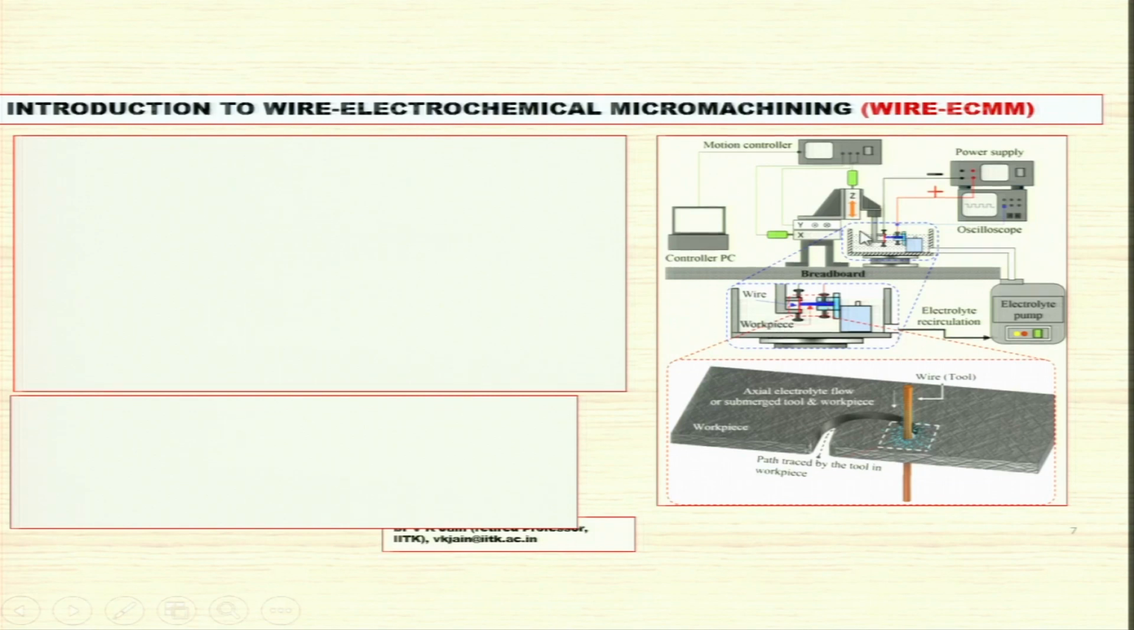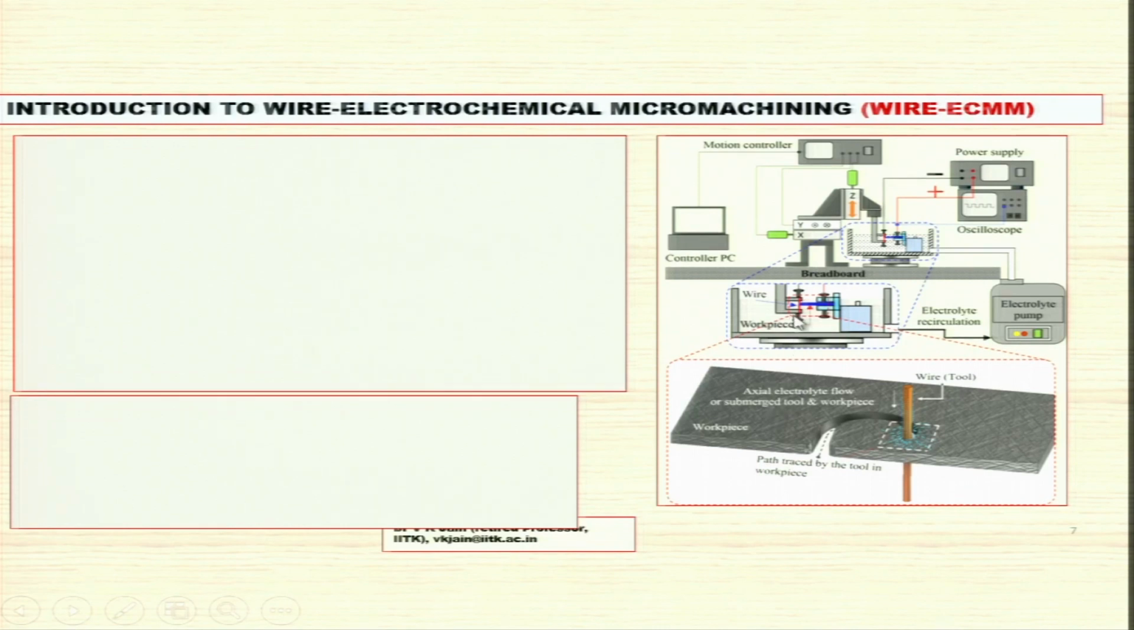And then you have the enlarged view of this machining area. Here is the wire shown over here, the workpiece is there, and then you have the electrolyte recirculation system. This is the electrolyte tank, the electrolyte is coming out, then the electrolyte pump is there, then filtration takes place, and before recirculation, filtration has to be done very carefully.